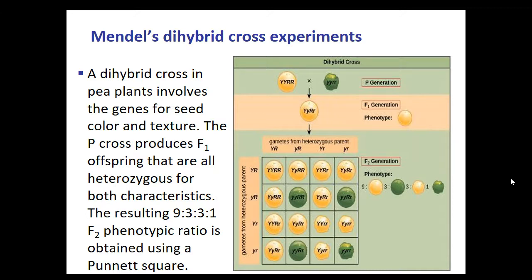So that's what that 9-to-3-to-3-to-1 ratio told him. If they stayed together, if the yellow and round always stayed together, then you couldn't get a yellow and wrinkled in one plant, or you couldn't get a green and round together in one plant. But he got all combinations, so that told him that the chromosomes separate, or they assort independently, during what we now know as meiosis.